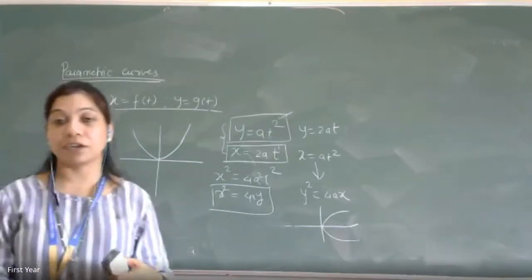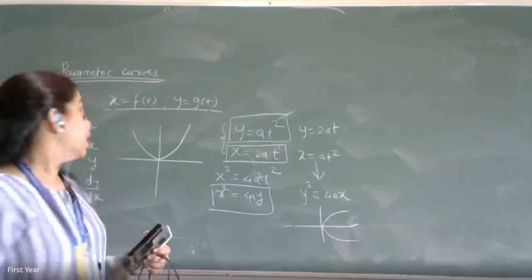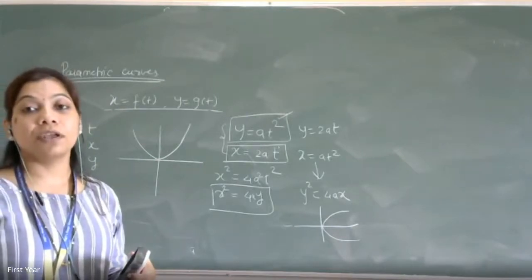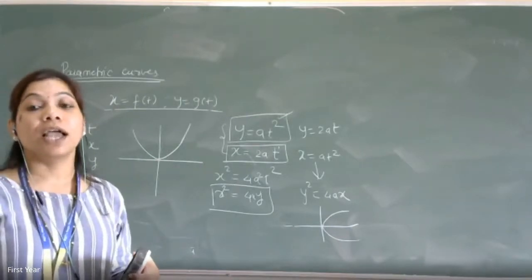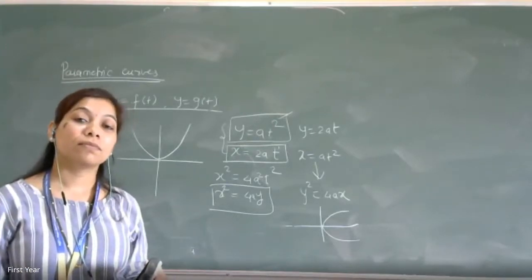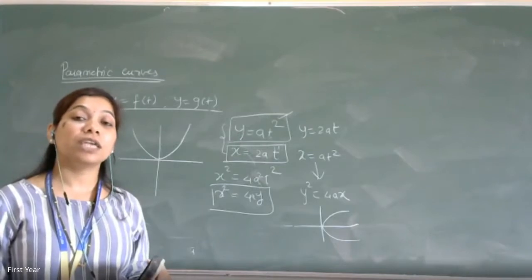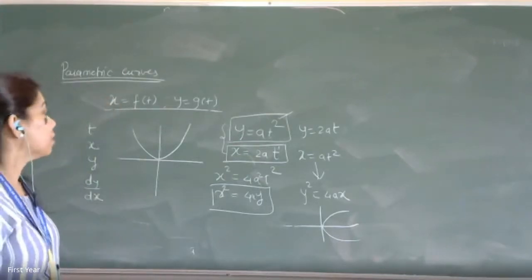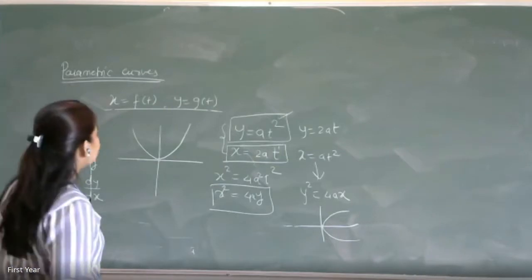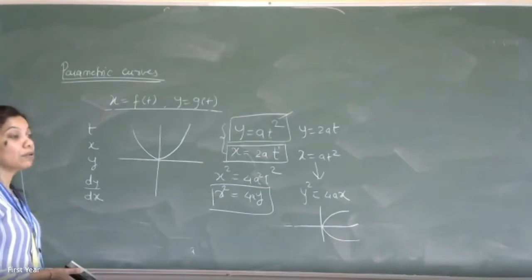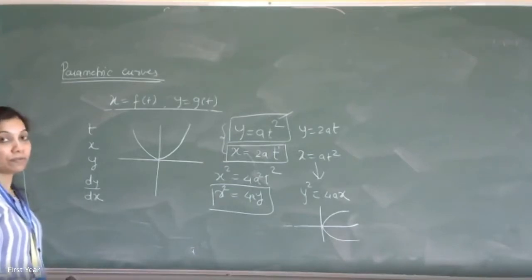Symmetric point for parametric curve. Given x is equal to f of t and y is equal to g of t. If f of t is an even function, then the curve is symmetric about x-axis.